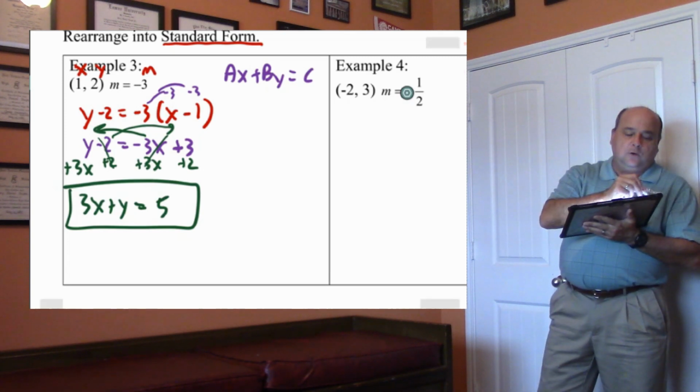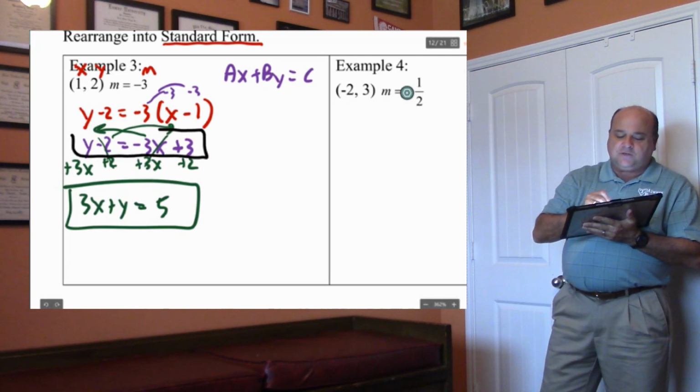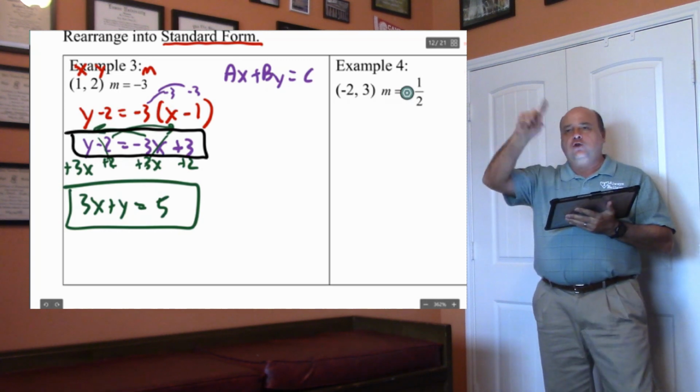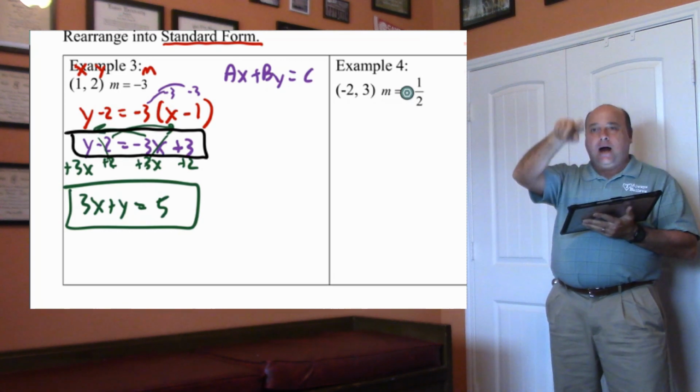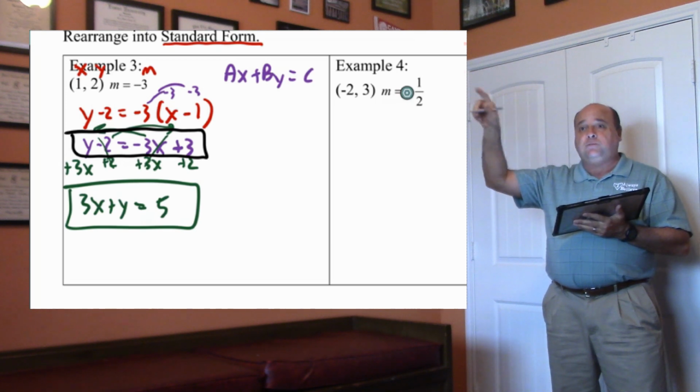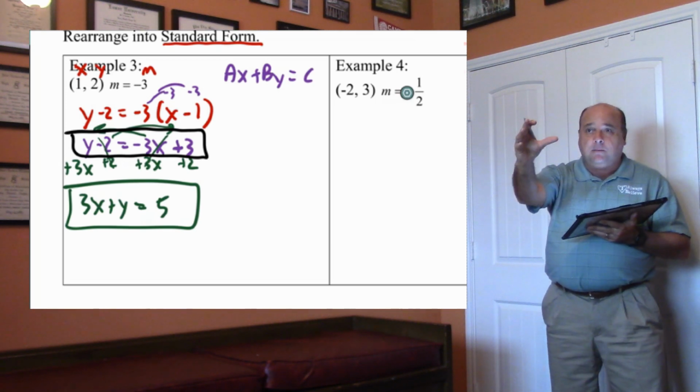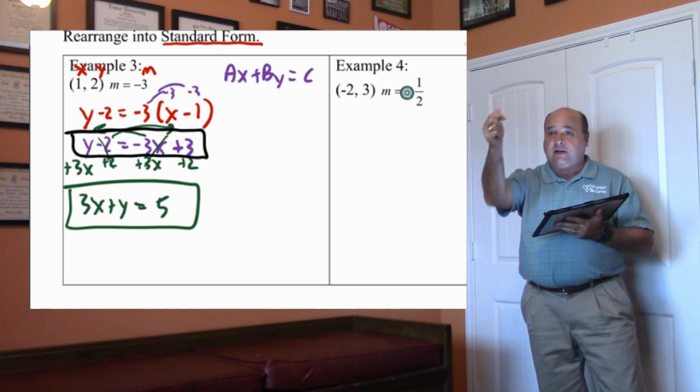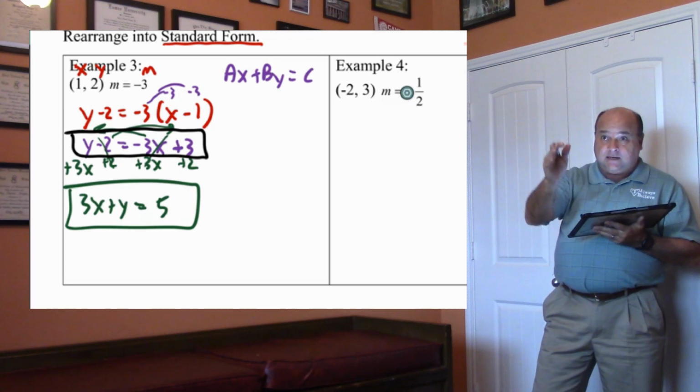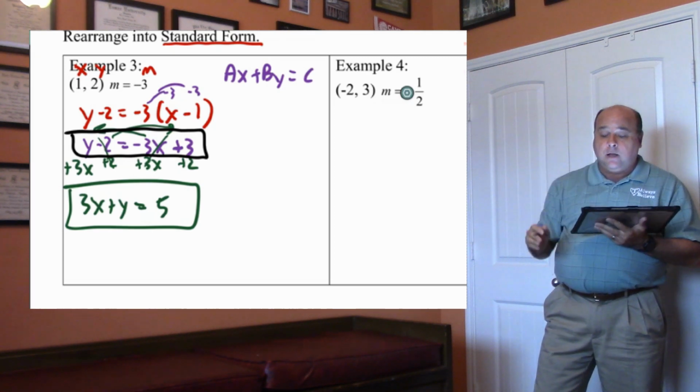Okay, notice also, we still have this pattern, don't we? After you distribute the slope, you're going to have y plus or minus a number equal x plus or minus a number. You've got to be able to take that and go to y equal or ax plus by. You've got to be able to take that, go to slope-intercept or standard.